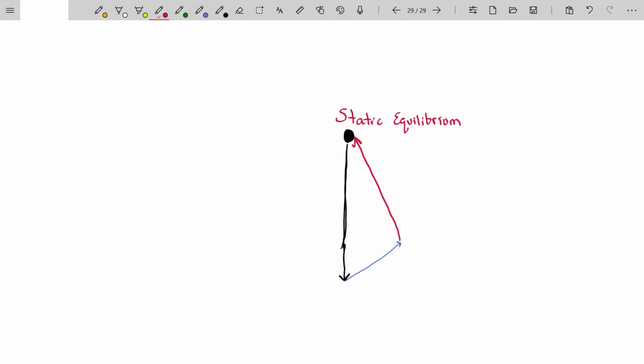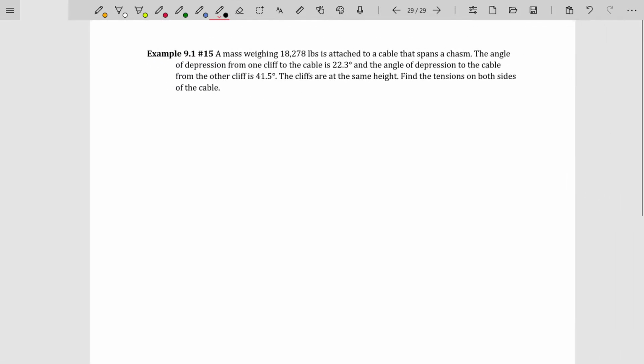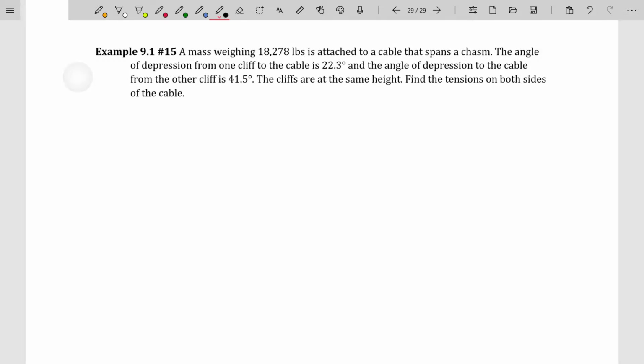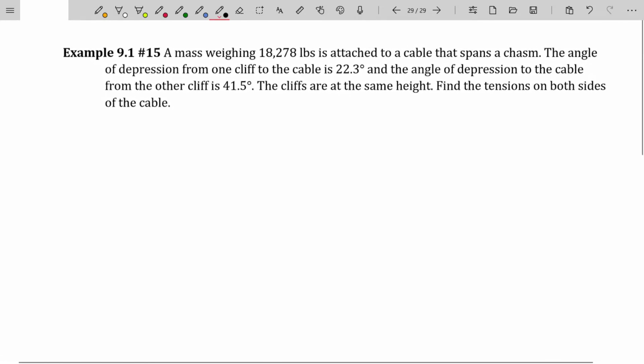So let's go ahead and do a problem involving static equilibrium just to showcase how they're done. They're very fun problems. And the way that I do them is pretty standard. It's always the same. So let's read the problem now.